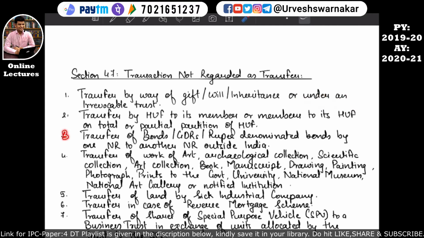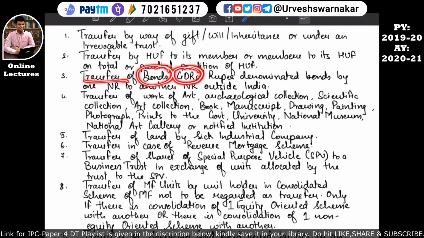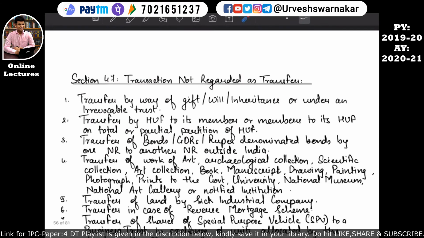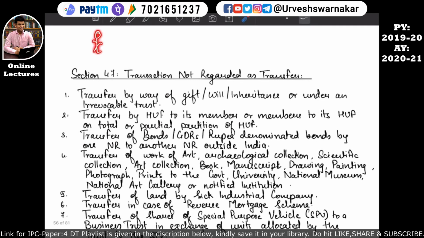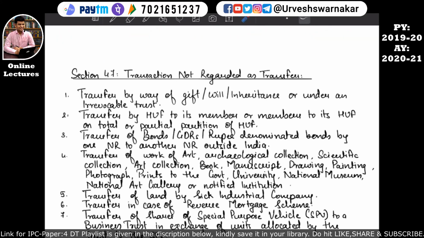So let's move on to point number 3. Point number 3 says that transfer of a bond, GDRs, or rupee denominated bonds by a non-resident to another non-resident outside India will not be considered as transfer. I hope this is quite clear. So understand this. This is our assessee who is a non-resident, and he is holding a bond. He transfers this bond to another non-resident, and this whole transaction happens outside India. If it is happening outside India, then it will not be considered as transfer and capital gain will not get triggered. I hope this is quite clear to you.